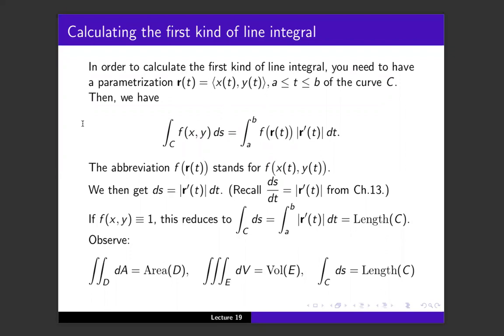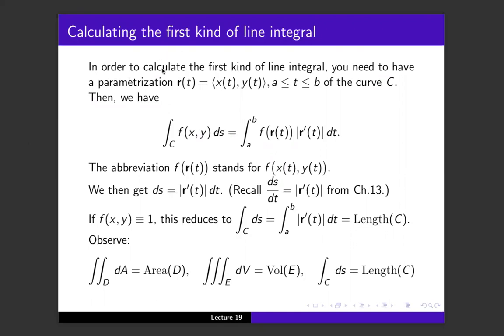So what exactly does this mean? Well, f(r(t)), that's relatively straightforward. That's just f(x(t), y(t)). So you're translating this from a function of two variables, f(x,y), to a function of one variable, f(r(t)). You plug in one number, t, into f(r), and that gives you f(r(t)). So that makes sense. That works.